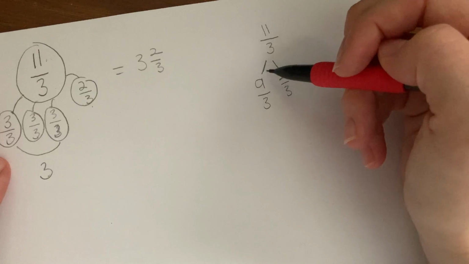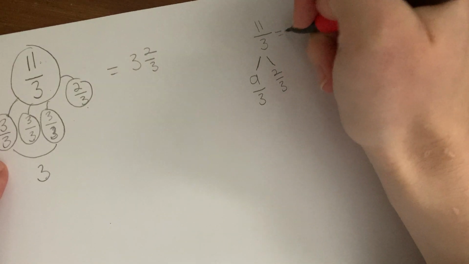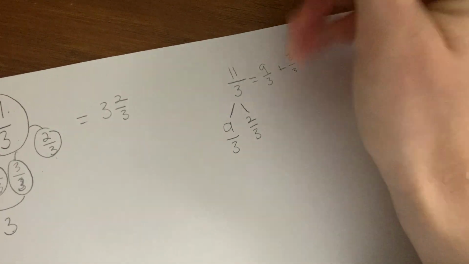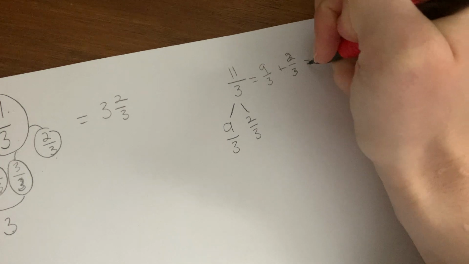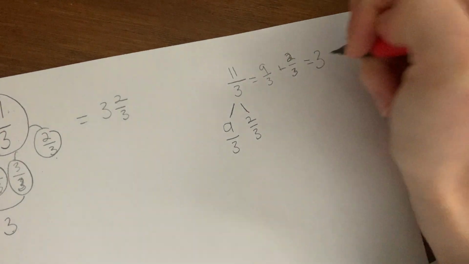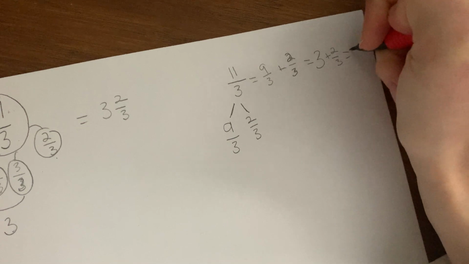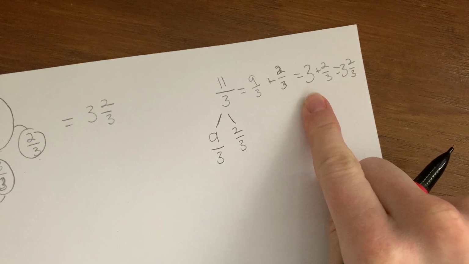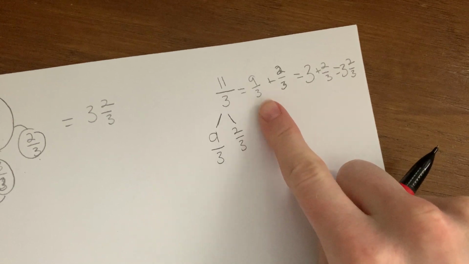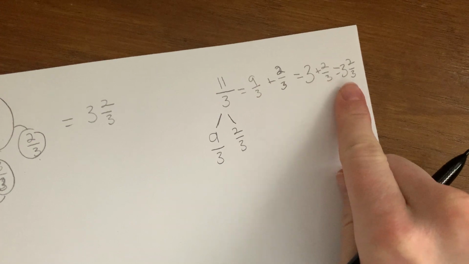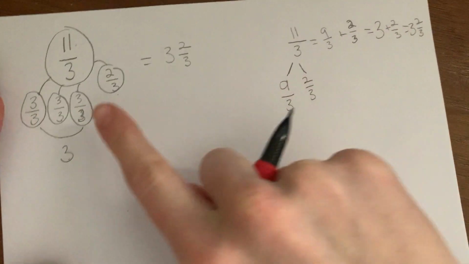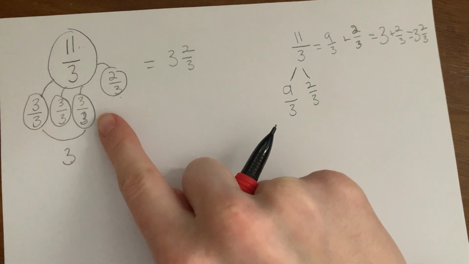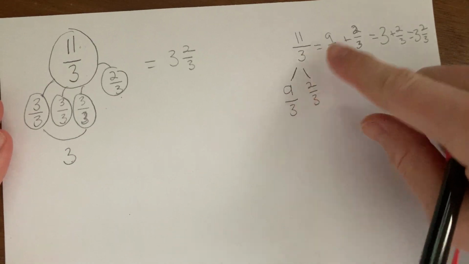So you pull this out, you see that this is equal to 9 thirds plus 2 thirds, which is equal to the whole number of 3 plus 2 thirds, which is equal to 3 2 thirds. So same thing. The only thing is I drew more of a number bond here and broke it down one whole at a time, and here they're pulling out all the wholes at once.